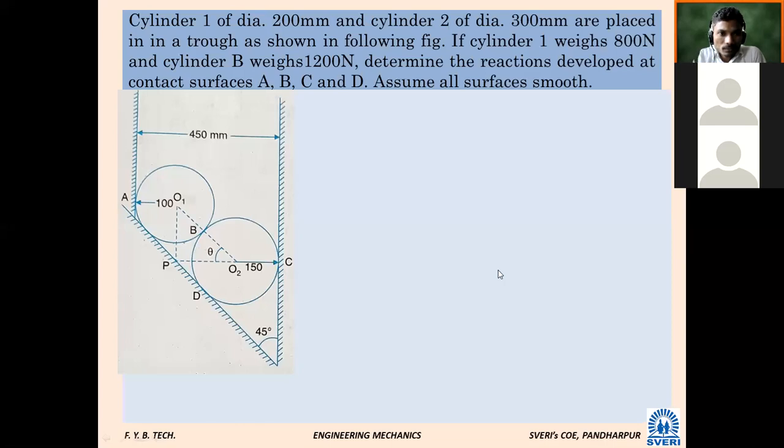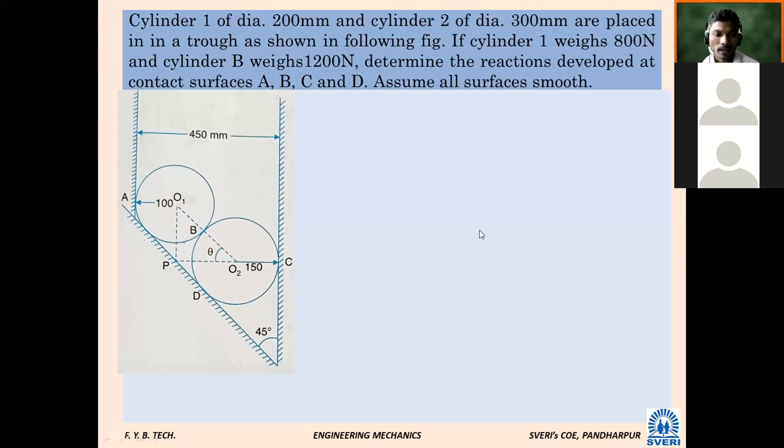Cylinder 1 of diameter 200 mm and cylinder 2 of diameter 300 mm are placed in a trough as shown in the following figure. If cylinder 1 weighs 800 Newton and cylinder 2 weighs 1200 Newton, determine the reactions developed at contact surfaces A, B, C and D. Assume all surfaces are smooth.